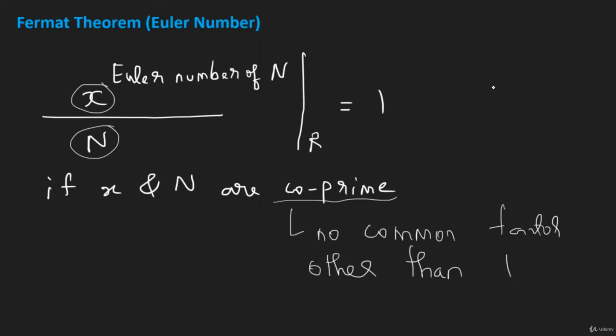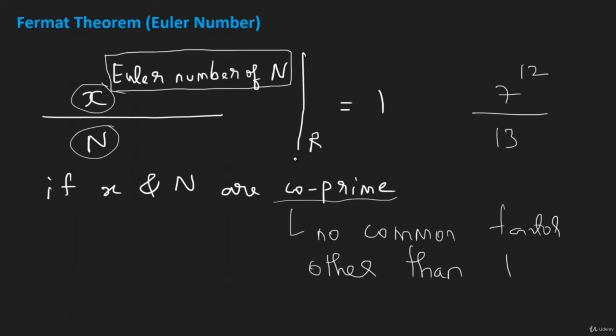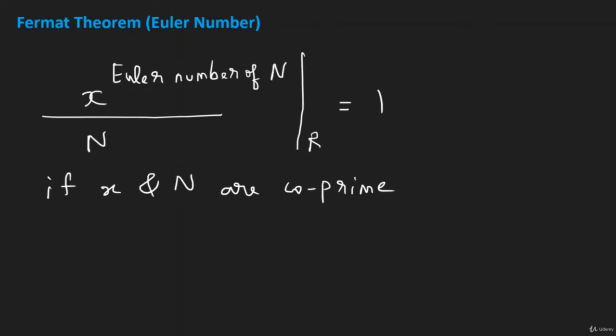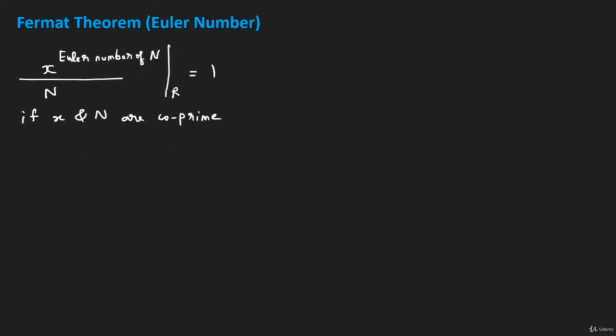For example, if you have 7 and 13, these two will have no common factor and the power to which x over here is raised has to be equal to the Euler number of the denominator. Now, the Euler number of 13 is 12. I'll tell you how to find that soon. But if you were given an expression like this, you can immediately say that the remainder of this expression is equal to 1 as per Fermat's theorem. Alright, now let's try to understand this in greater depth. Let me keep the theorem over here and we move forward.